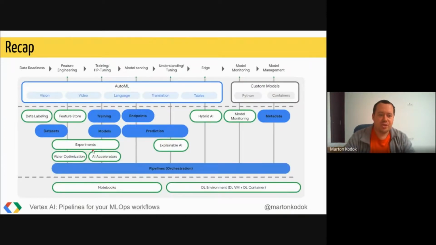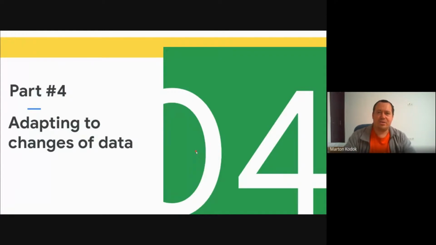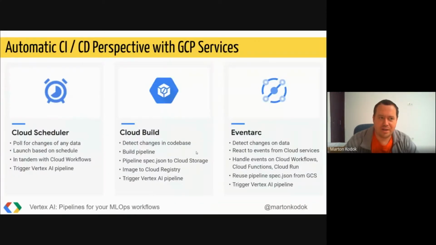So, recapitulation, what we have here is that we touched all these elements of the Vertex AI platform, but we are going to go next. We are going to adapt our pipeline to changes of data. Let's see how we accomplish that.